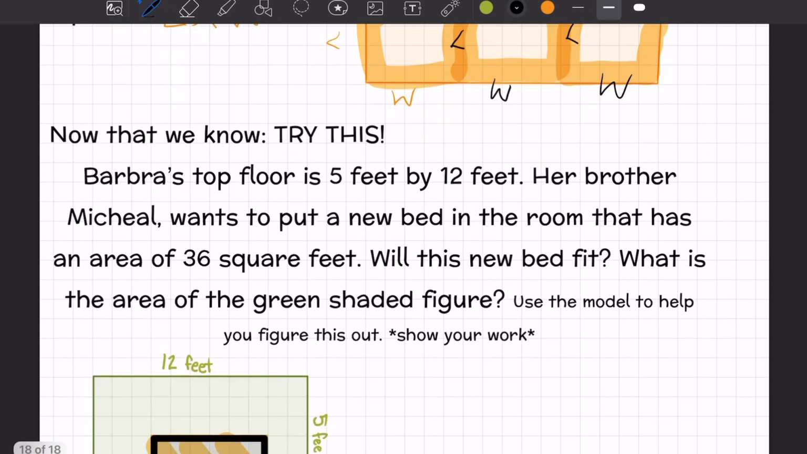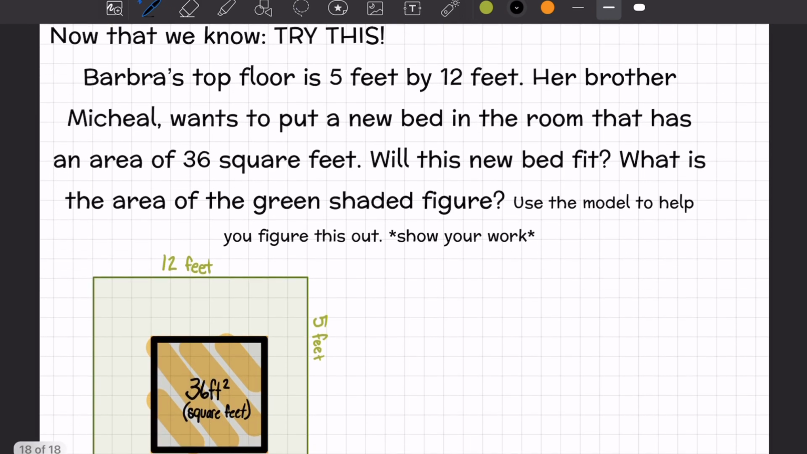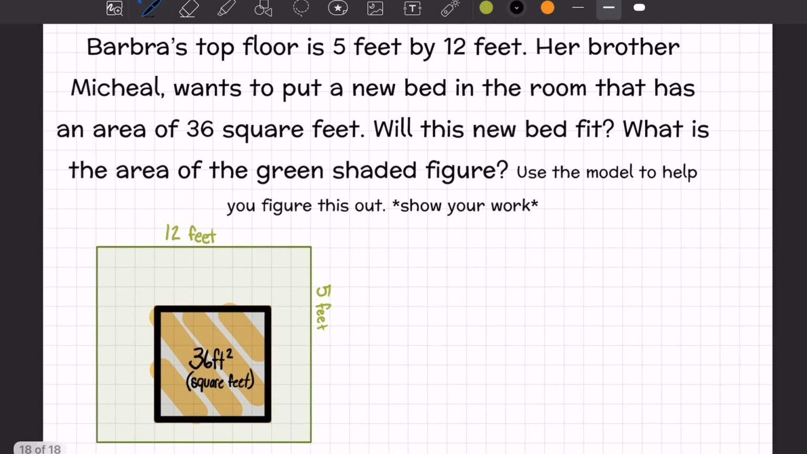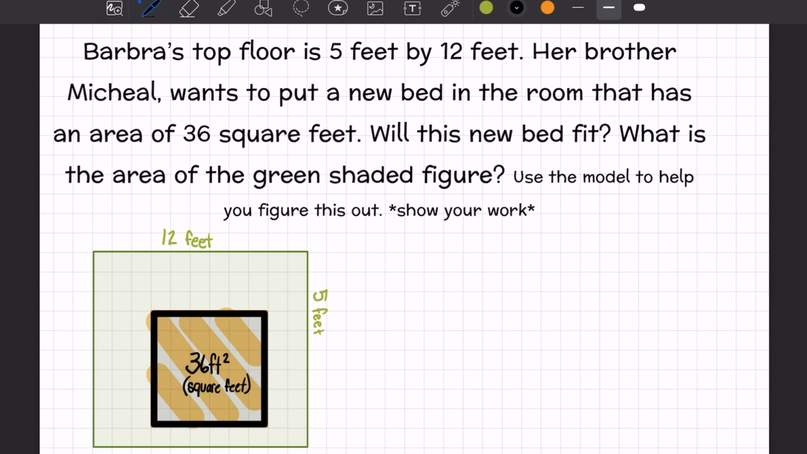Moving on from here, I would have them try a challenge problem. Now, a challenge problem, I usually give them about 10 minutes to try it. I'll give them 5 minutes individual, 10 minutes in a small group. This one we'll try together. So we say Barbara's top floor is 5 feet by 12 feet. Her brother Michael wants to put a new bed in the room that has an area of 36 feet. How will this new bed fit? What is the area of the green shaded figure?